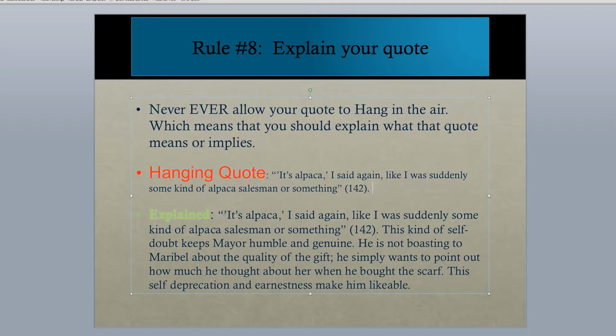Again, it's the same quote here. Remember, this is what Mayor is saying, so it's a quote within a quote. "It's alpaca," I said again, like I was suddenly some kind of alpaca salesman or something. This kind of self-doubt keeps Mayor humble and genuine. He is not boasting to Maribel about the quality of the gift. He simply wants to point out how much he thought about her when he bought the scarf. This self-deprecation and earnestness makes him likable. So I'm using that quote to show exactly the kind of character or personality that Mayor has. And I use that quote, but then I spend a couple of sentences explaining what my point is.